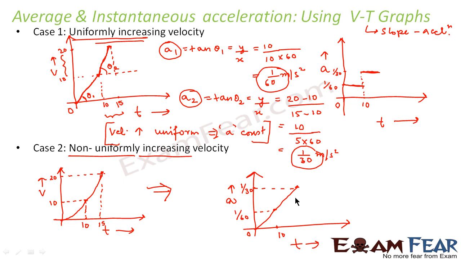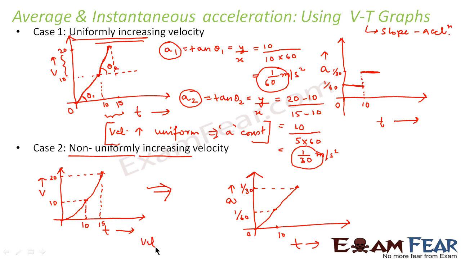So I hope the concept is clear now. When the velocity is increasing uniformly, in that case, the acceleration remains constant, because acceleration is nothing but the change of velocity with respect to time. Similarly, when the velocity of the body is increasing non-uniformly, in that case there is a change in the change of velocity with time. Therefore, the acceleration becomes an increasing curve. That is, the acceleration itself keeps increasing with time.